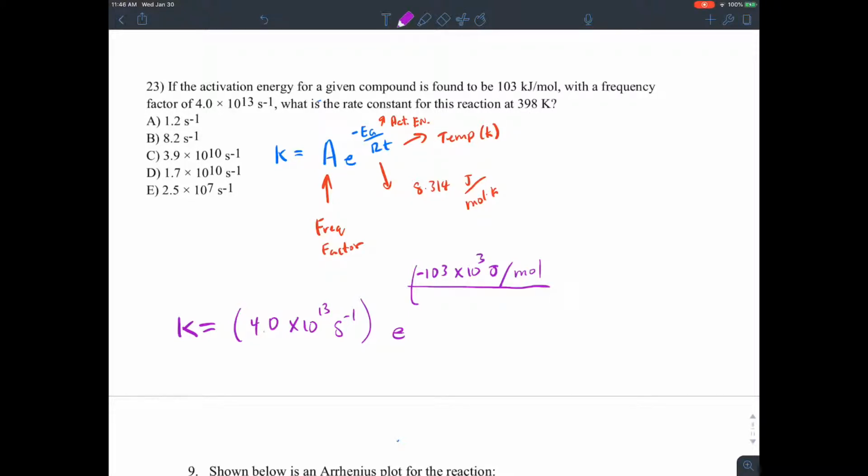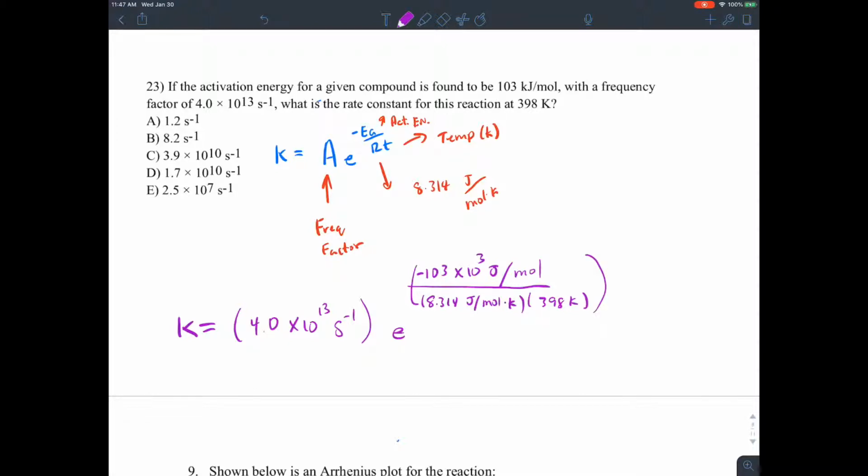Over R, which is my thermodynamic constant of 8.314 joules over mole Kelvin. And finally, my last component, which is temperature, which is at 398 Kelvin.